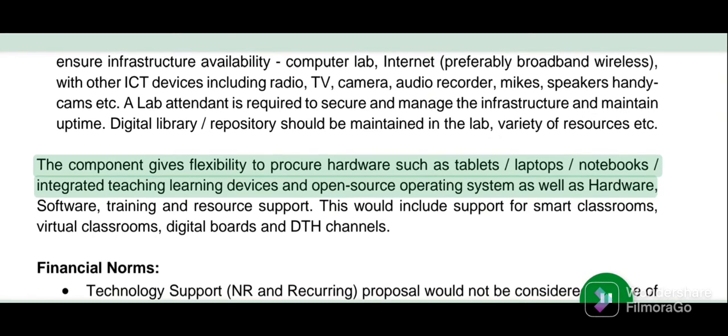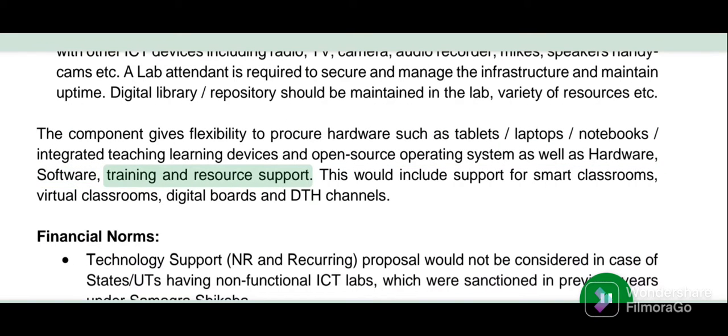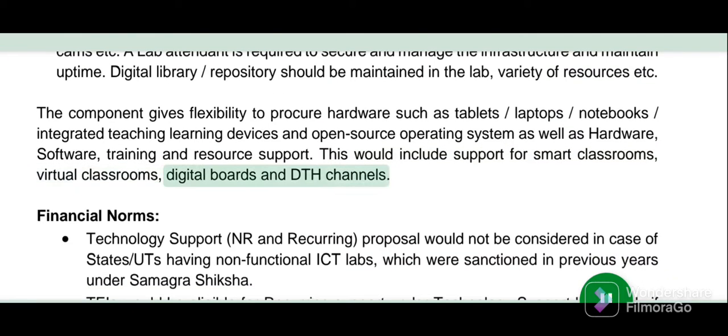The component gives flexibility to procure hardware such as tablets, laptops, notebooks, integrated teaching learning devices and open source operating system as well as hardware, software, training and resource support. This would include support for smart classrooms, virtual classrooms, digital boards and DTH channels.